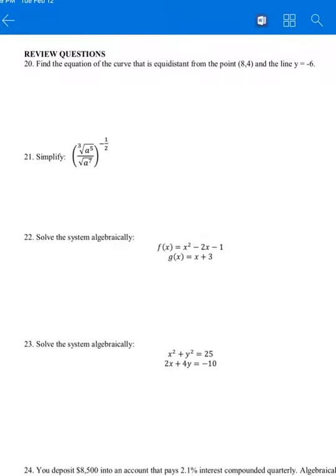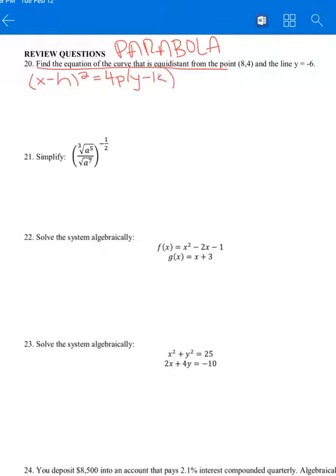So for number 20, find the equation of a curve that's equidistant from the point and the line. This is a parabola. So you need to also know this formula. I told you months ago that this will always come back. Where h and k is the vertex of the parabola, and p is the distance from vertex to focus, in that order. This is not your vertex. This is not the p-value.